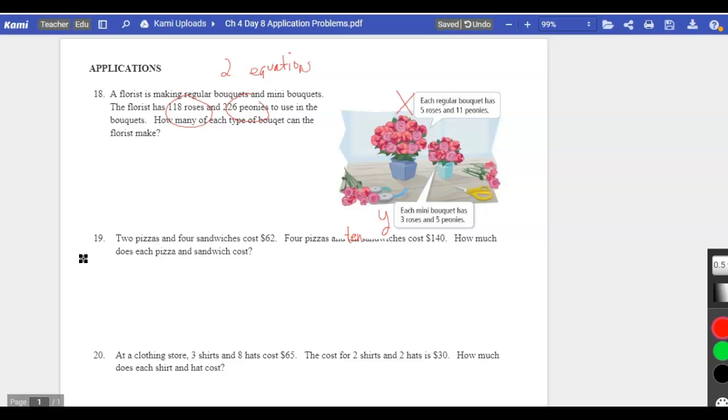So if we are talking about roses, from the regular bouquet, we have 5 roses. And from the mini bouquet, we have 3. And that equals 118. And then when we're talking about the peonies, in the regular bouquet, you have 11 of them. And in the mini one, you have 5.